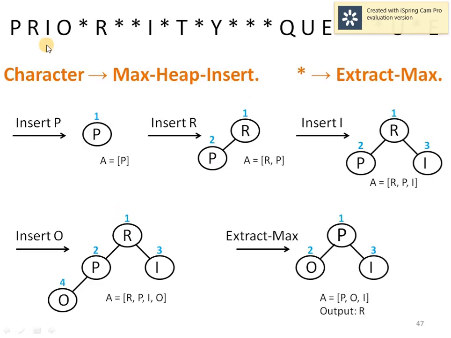Here is one more example. Here we are using characters. If a character appears in a sequence, that means we are executing the max heap insert function. And if a star comes, that means we are executing the extract max function. So the question is, you have to execute the sequence completely and at the end you have to tell what are the final contents of the heap.